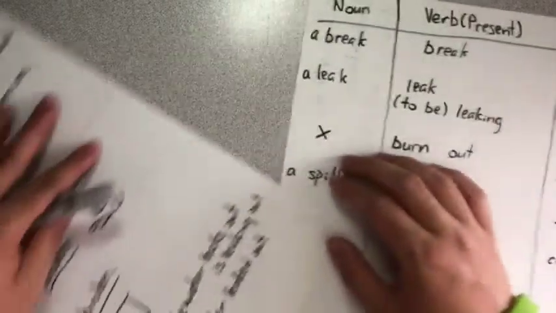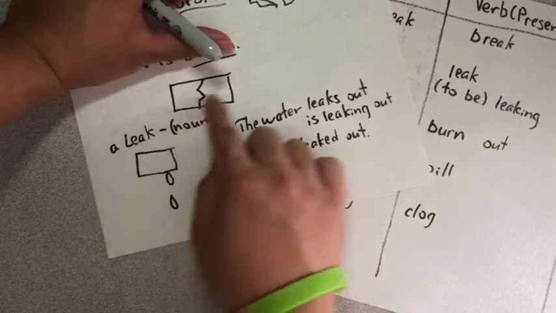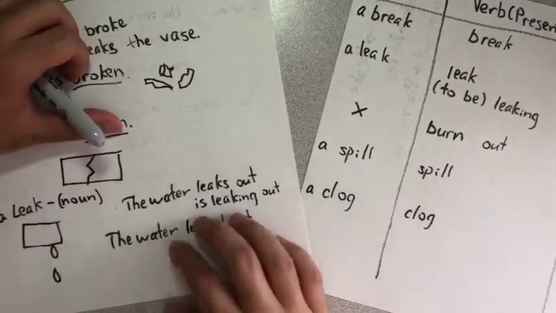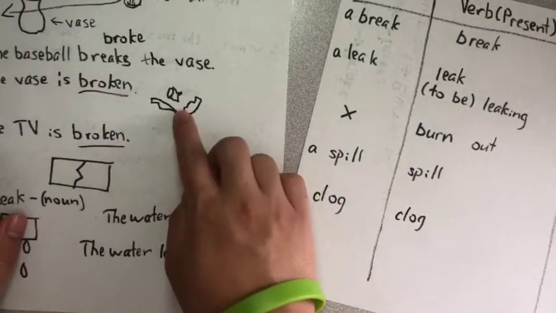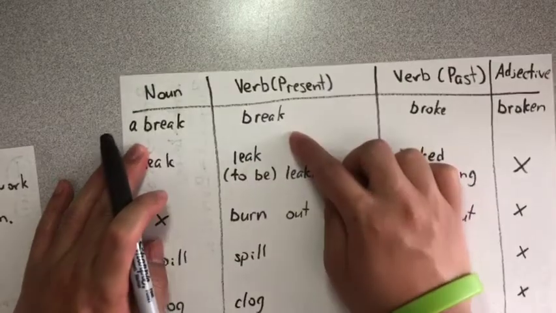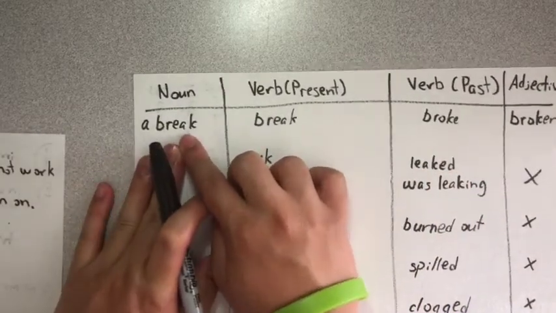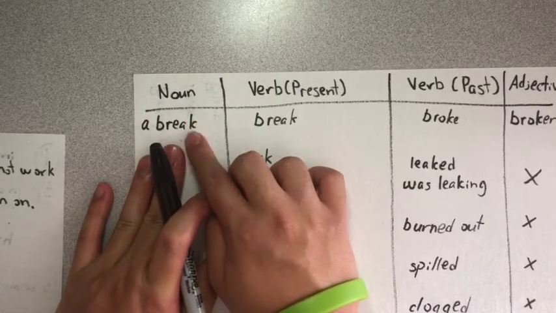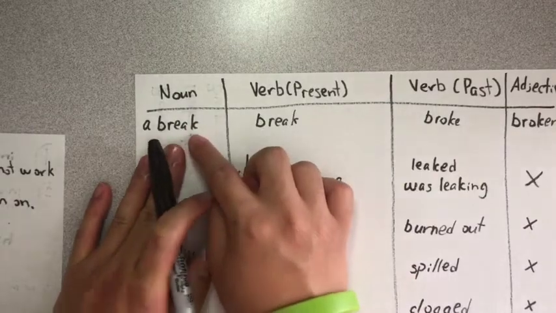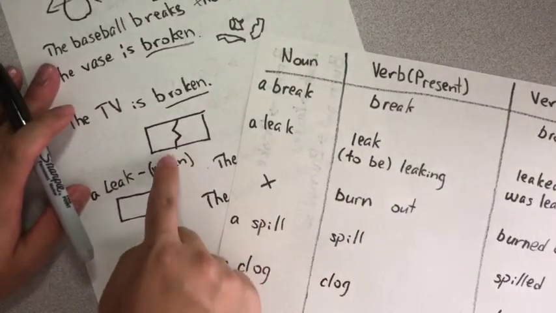So a break is this. This is a break. This is the TV. There's a break in the TV. Or this is a break in the vase. It's a noun. We can also use a break if we talk about resting. So, in a normal class, we say, let's take a break. It means we can stop. But this type of break means it's broken. We say, there's a break on the TV.